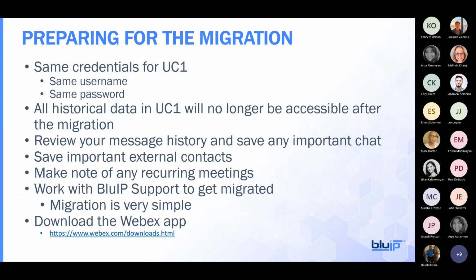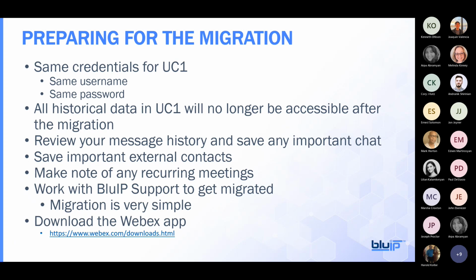All right. So let's talk about what happens on game day. So preparing for the migration. First, please remember that we are going to use the same credentials that you used for UC1. So you're not going to get a separate email that says, oh, you used to log in as eaving@bluip.com or whatever it is that your login was, or 818-839-6415, and now it's going to be this other credential.